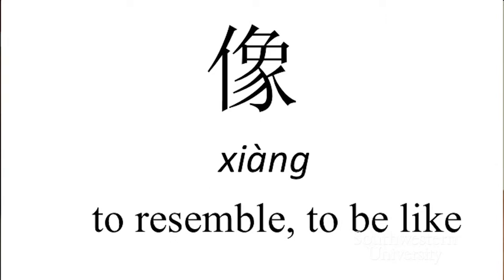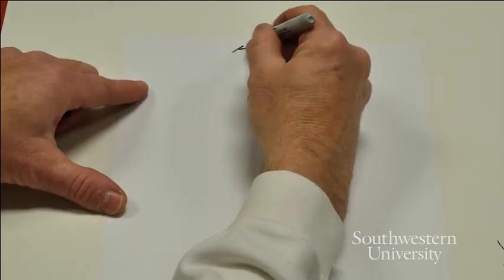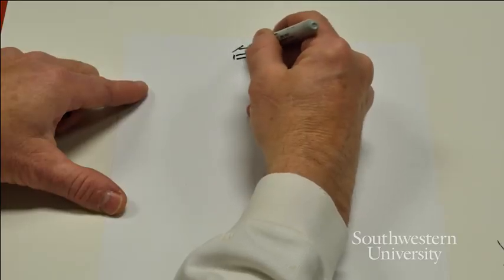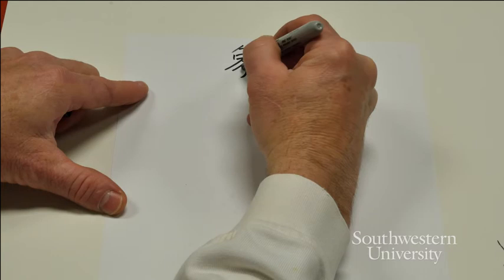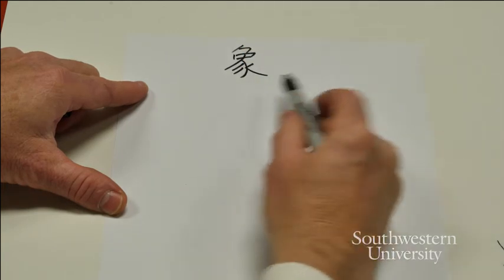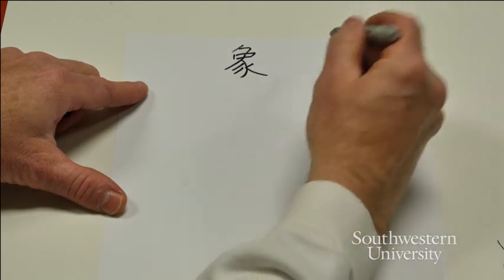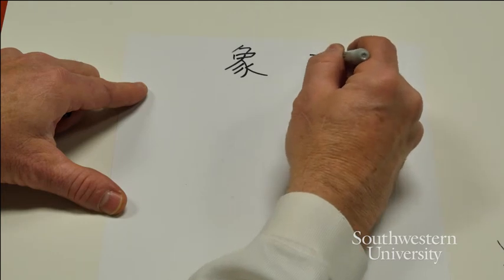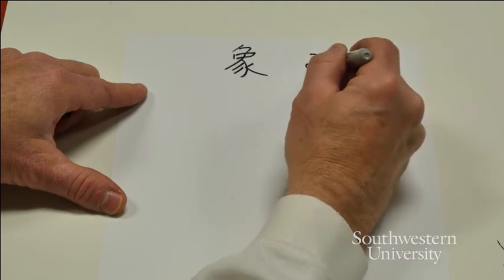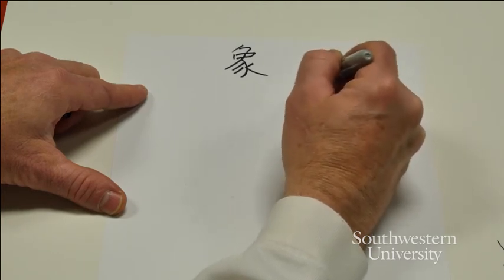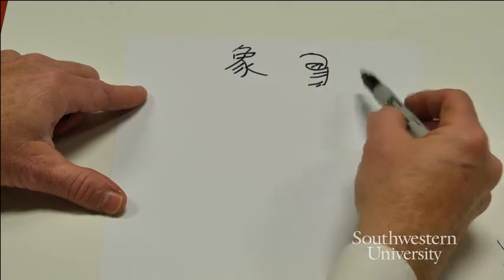Xiang, to resemble, to be like. Xiang is anciently a depiction of an elephant. So animals in Chinese were depicted sideways. Well, let's see if we can come up with some kind of facsimile of what it looked like. Not much like that, but you get the idea.